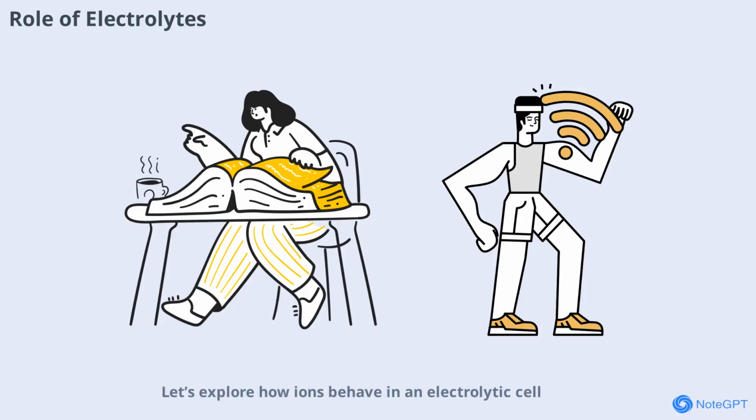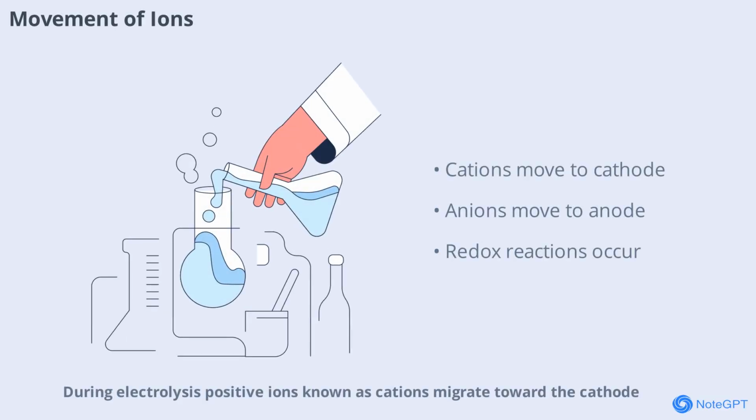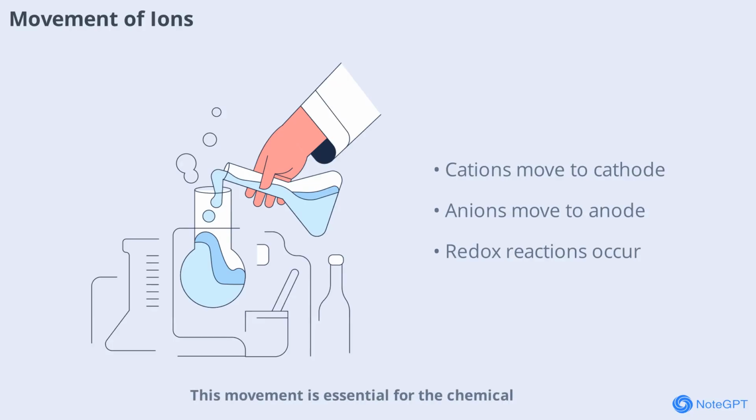Let's explore how ions behave in an electrolytic cell. During electrolysis, positive ions known as cations migrate toward the cathode, where they gain electrons and are reduced. Negative ions called anions move toward the anode, where they lose electrons and are oxidized. This movement is essential for the chemical reactions that take place at each electrode. The overall process results in the decomposition of the electrolyte into its constituent elements or compounds. Understanding the movement of ions helps explain the changes observed during electrolysis experiments.